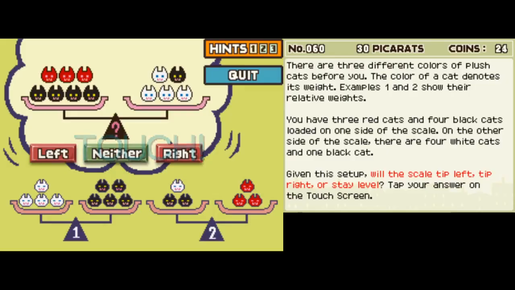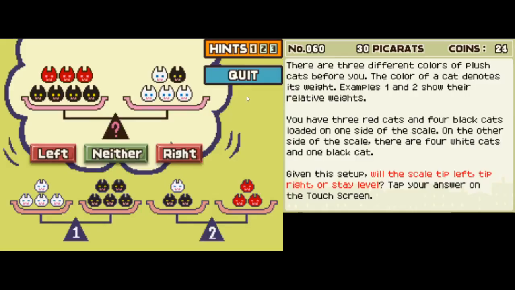Alright. Anyways, there are 3 different colors of plush cats before you. The color of a cat denotes its weight. Example: 1 and 2 show their relative weights. You have 3 red cats and 4 black cats loaded on one side of the scale. On the other side of the scale, there are 4 white cats and 1 black cat. Given this setup, will the scale tip left or tip right or stay level? Tap your answer.